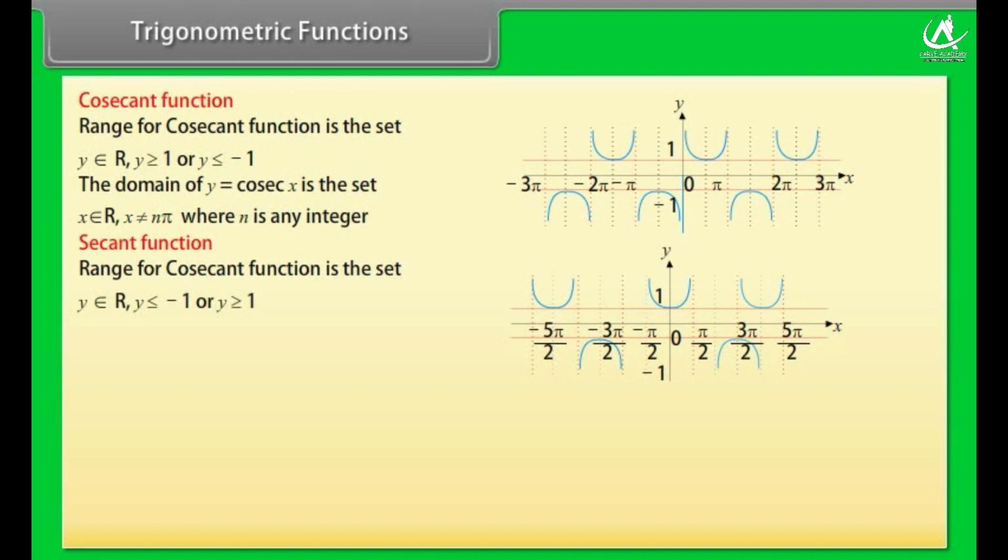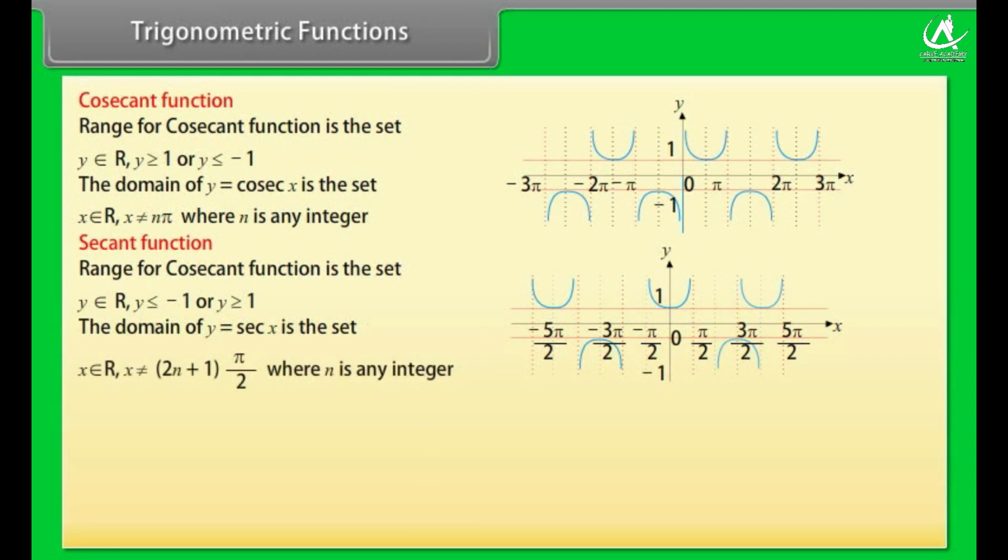Y belongs to real numbers, y less than or equal to -1 or y greater than or equal to 1. The domain of y = sec x is the set: x belongs to real numbers, x not equal to (2n+1)π/2, where n is any integer.